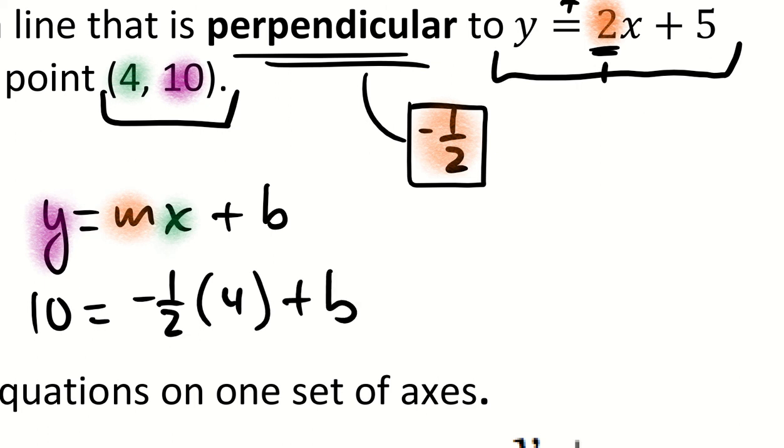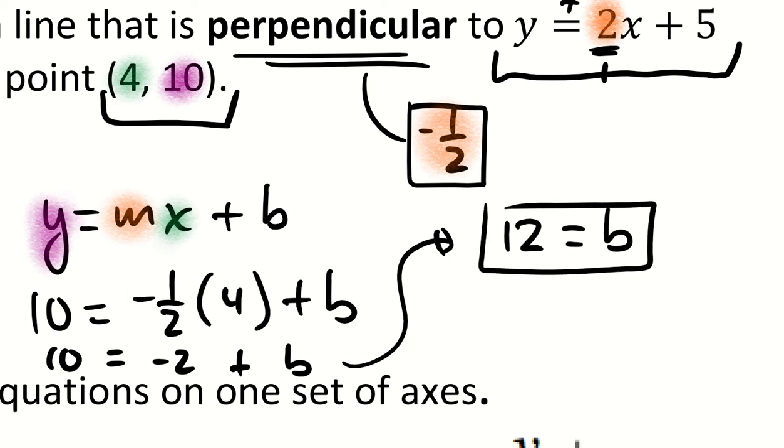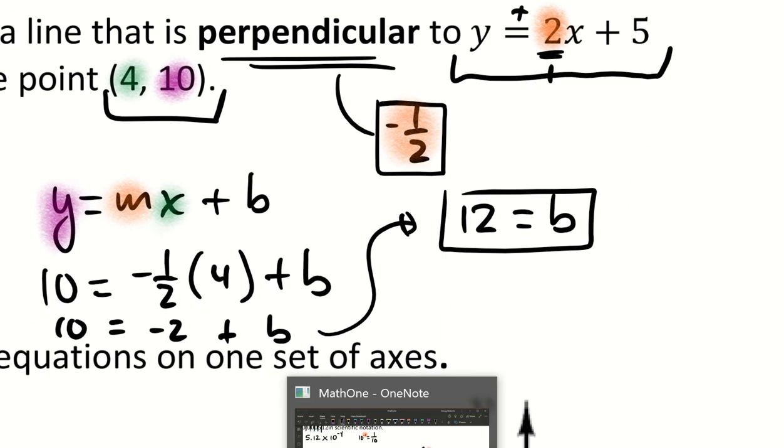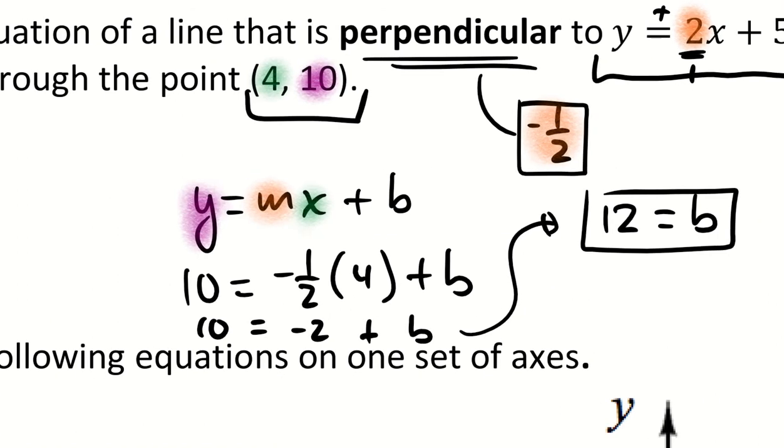Well, negative 1/2 times 4 is negative 2. And on the other side of that equation, I still have 10, and then, whoops, not equals b, but plus b. And in order for me to solve for b, I'm just going to add 2 to both sides. So I get that 12 is what b is. So if you look, I now know both of the parameters I need to write down the equation of the line. I know my slope parameter is negative 1/2, and I know my y-intercept now. My y-intercept now is at 12.